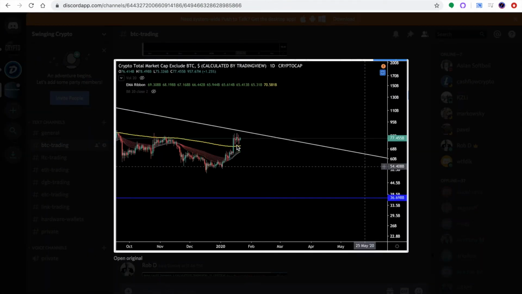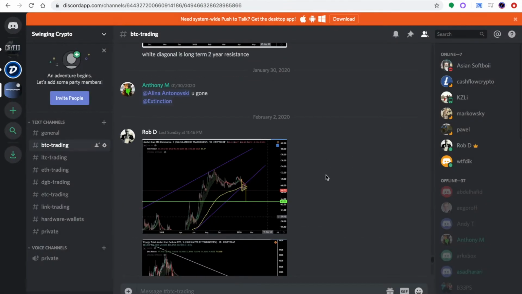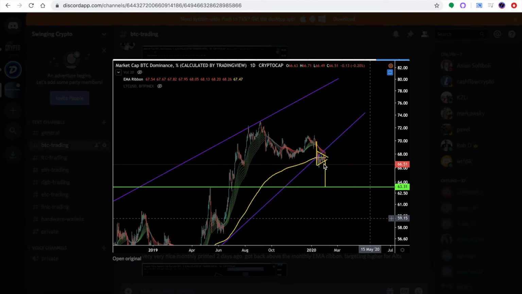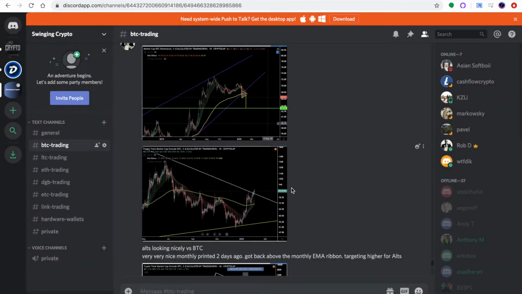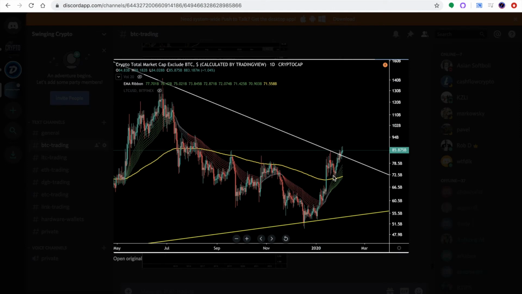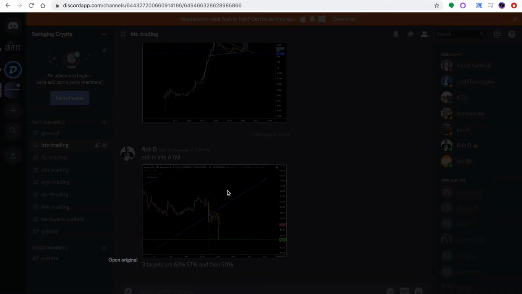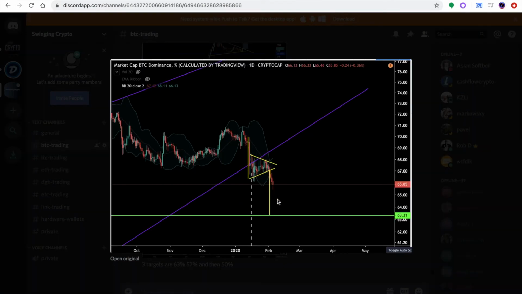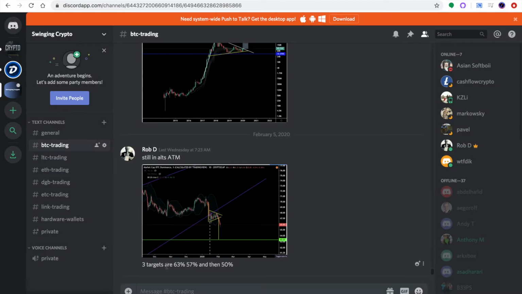At that time, we were putting in a nice bull pennant on the crypto cap for alts. You can't really see it from that target line, but we broke down from that flag. The crypto cap tested to 200, bounced, broke resistance, played around with that for a while, and then this is where you really see how the flag is really starting to play out, and the dominance is dropping.